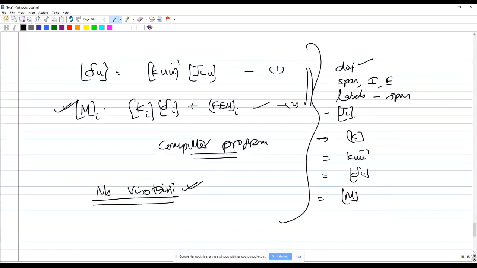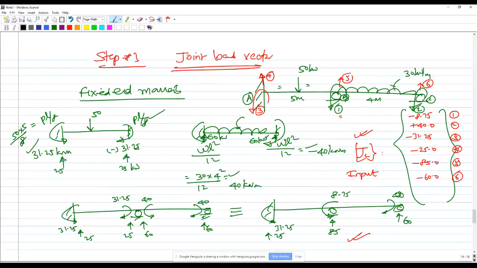Let's quickly see the problem once for a minute again. The problem is actually a two-span beam. The number of members is going to be 2. The degrees of freedom are marked here.